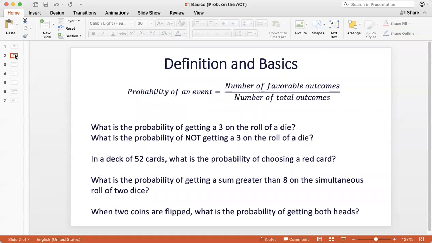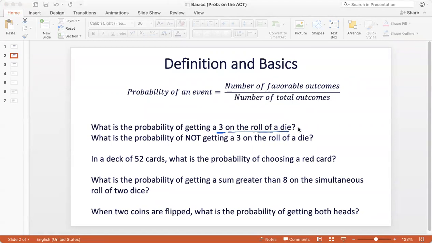Let's quickly go through what probability means. The probability of an event is defined as the ratio of the number of favorable outcomes to the number of total outcomes for any event, right? What do we mean by that? Let's say we have to find the probability of getting a 3 on the roll of a die.